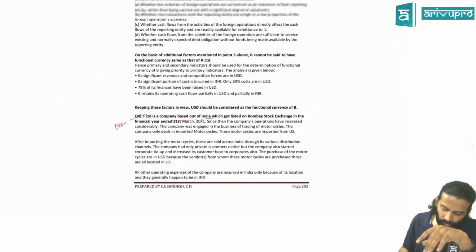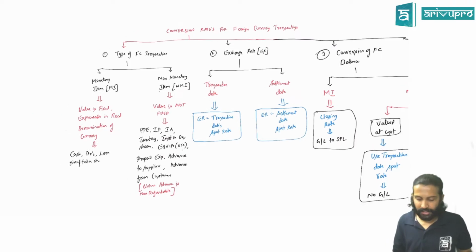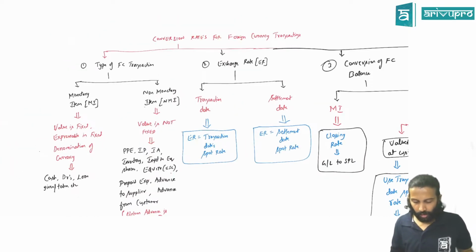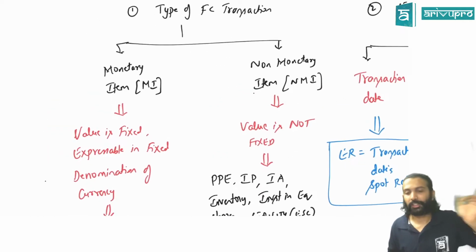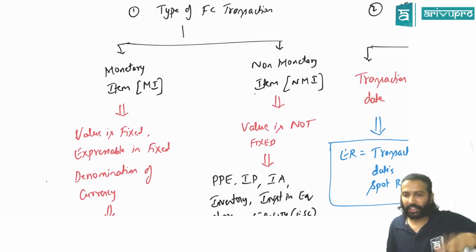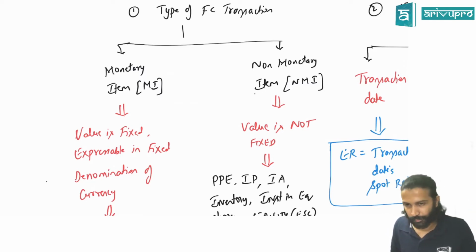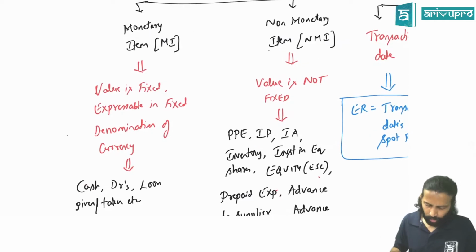Then we looked at conversion. So if you have any foreign currency transaction, then first you have to check what is the nature of that foreign currency transaction. Whether it's a monetary item or a non-monetary item. Monetary item means whose value is fixed, expressible in fixed denominations of currency. Non-monetary means whose value fluctuates. Examples of monetary and non-monetary we saw.